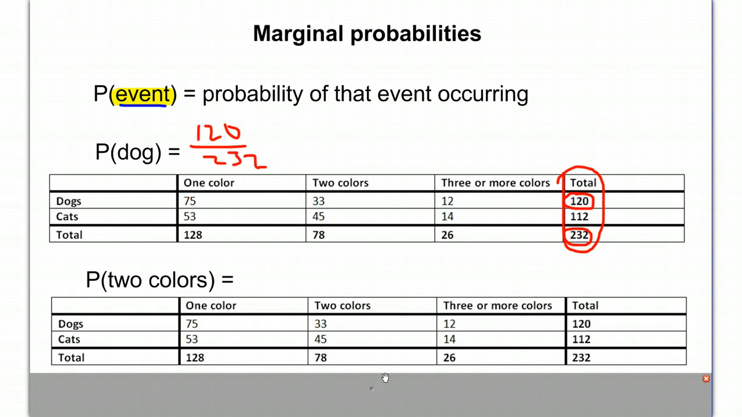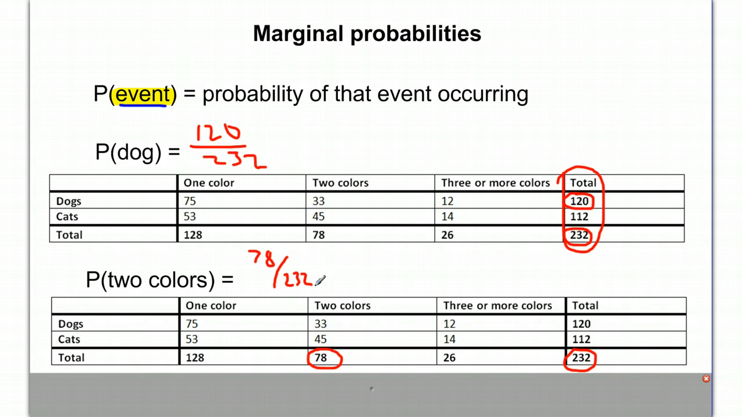Probability of two colors. Now, two colors, there are 78 animals that are of two colors. It doesn't say anything about it being a dog or a cat. And it's out of 232 total. So here we would do 78 out of 232.